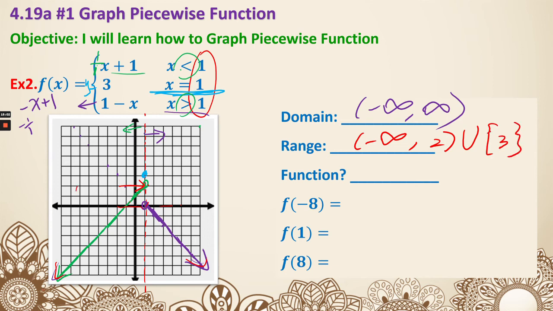As for whether it's a function, well, lines, lines, lines. And even if you draw a line directly on x equals 1, you are just hitting one point, that blue point. You're not hitting the green or the purple part. So it is a function.